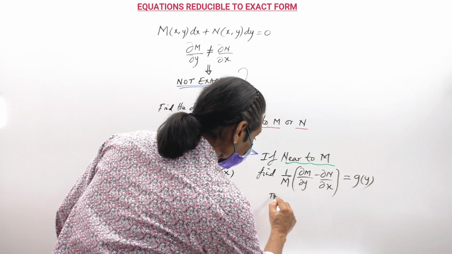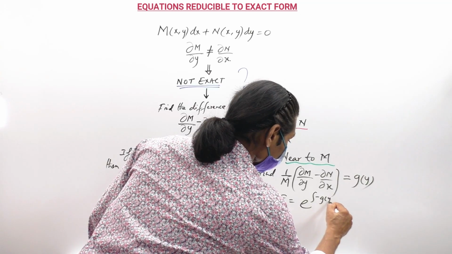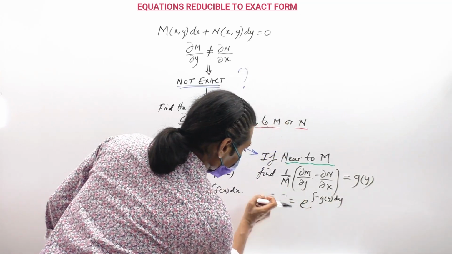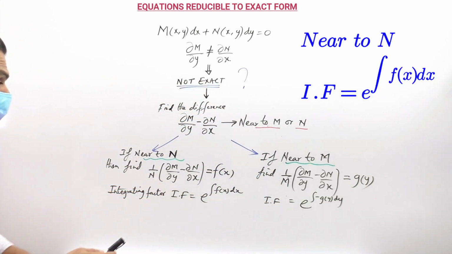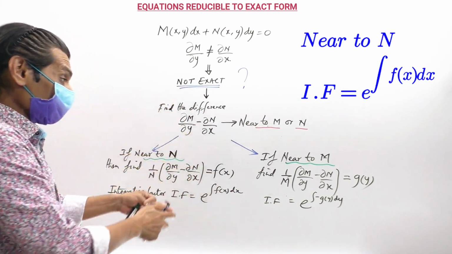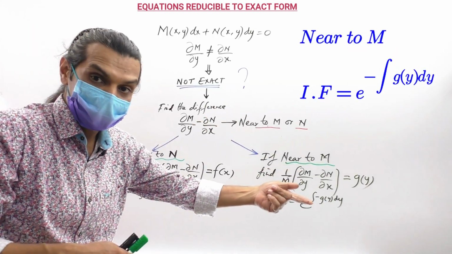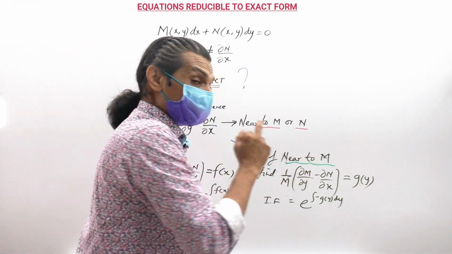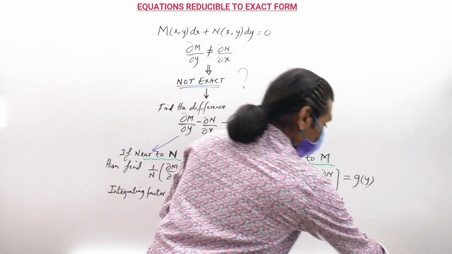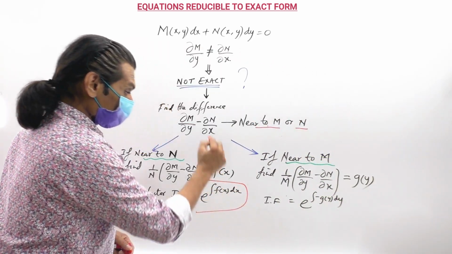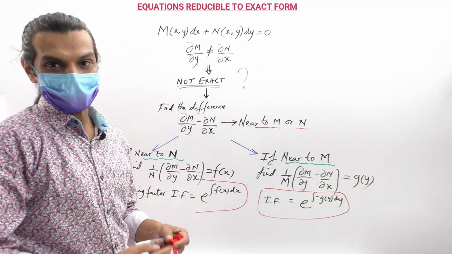Therefore, here the integrating factor will be nothing but e raised to integration of minus g of y dy. That is it. Very, very important. See, in this case, if it is near to n, the integrating factor is e raised to integration f of x dx. But if it is near to m, the integrating factor is e raised to minus g of y dy. Here it is e raised to f of x dx, and here it is e raised to minus g of y dy. That is it.